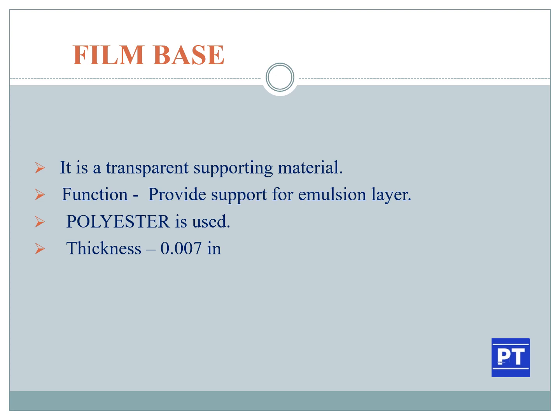Film base. Again we are going to discuss the different layers of the X-ray films. First we will be discussing the film base. It is a transparent supporting material. Its function is to provide support for the emulsion layer. Polyester is used and its thickness is 0.007 inch. So the film base simply provides support to the emulsion layer and it is formed of polyester.